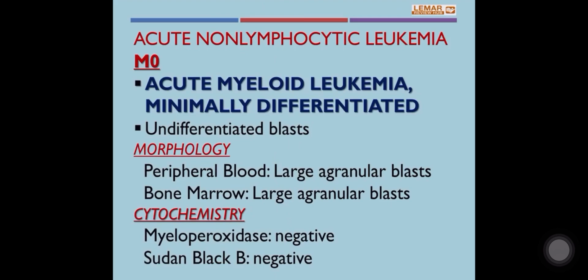M0, according to Rhoda, acute myeloid leukemia, minimally differentiated, or the undifferentiated leukemia. The condition is characterized by undifferentiated blasts, which are negative for MPO, negative for Sudan black B, negative for TDT.